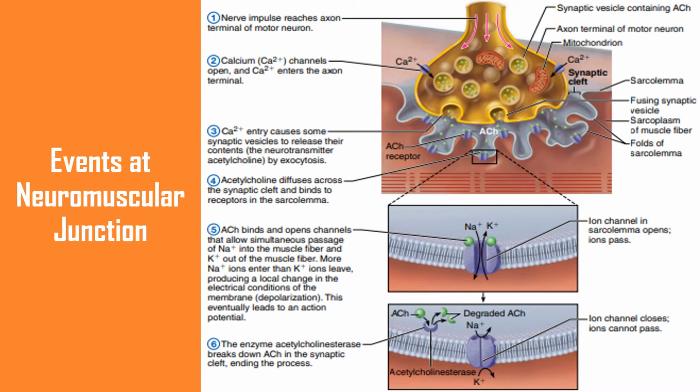ACh binds and opens channels that allow simultaneous passage of sodium ions into the muscle fiber and potassium ions out of the muscle fiber. More sodium ions enter than potassium ions leave, producing a local change in the electrical condition of the membrane, also known as depolarization. This eventually leads to an action potential. In the last step, the enzyme acetylcholinesterase breaks down acetylcholine in the synaptic cleft, thus ending the process.